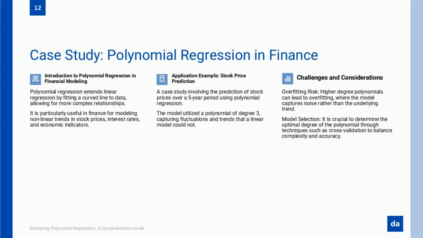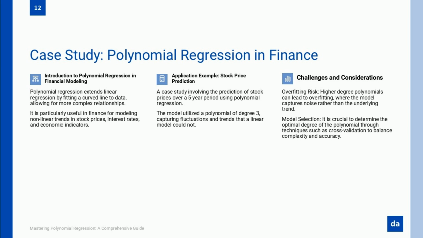A linear regression model may assume a constant rate of increase or decrease, but in reality, stock prices often exhibit trends that accelerate, slow down, or reverse direction. A second-degree polynomial, also known as a quadratic model, can capture simple curvatures, while higher-degree polynomials can fit more complex market trends. However, choosing the right degree is critical.